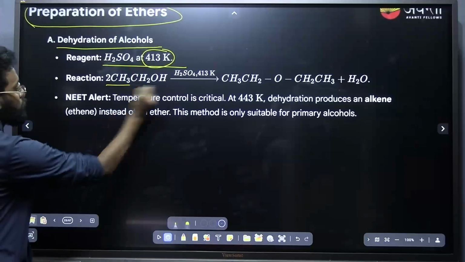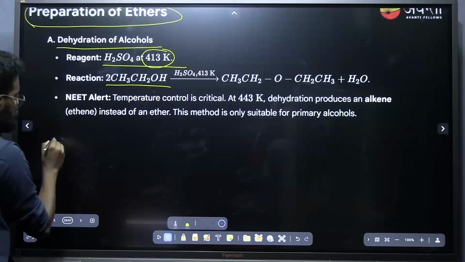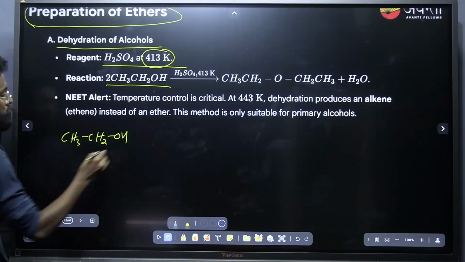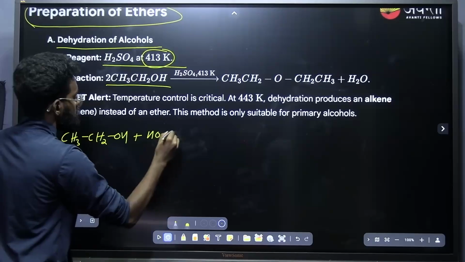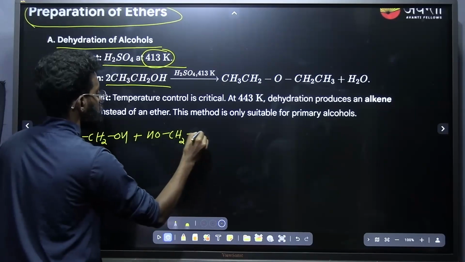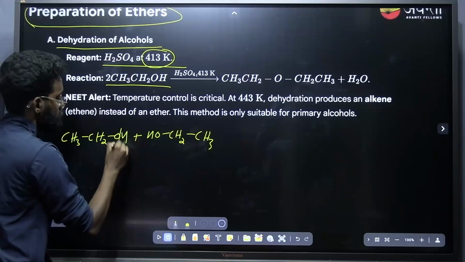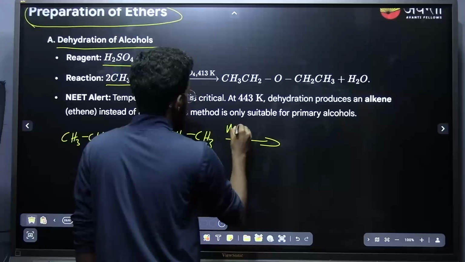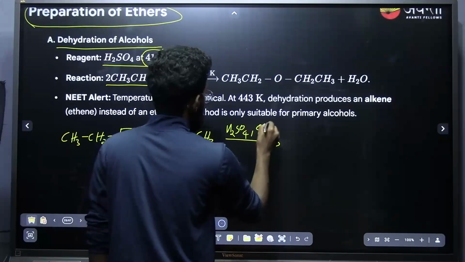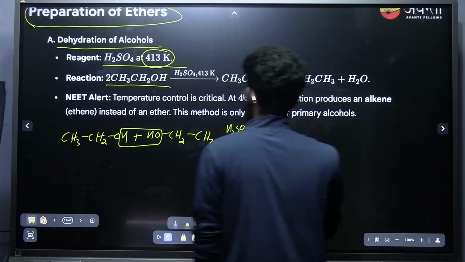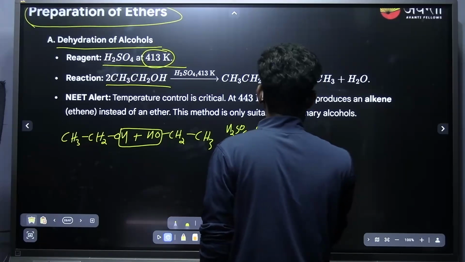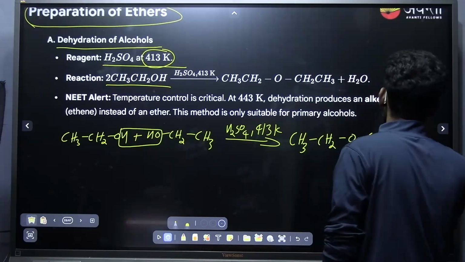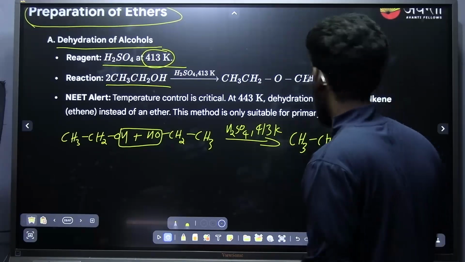I will be taking 2 molecules of alcohol. CH3CH2OH is the first molecule, and another molecule is CH3CH2OH. Just remove the water and combine these two, with H2SO4 at 413 Kelvin temperature. We will get diethyl ether, CH3CH2OCH2CH3.